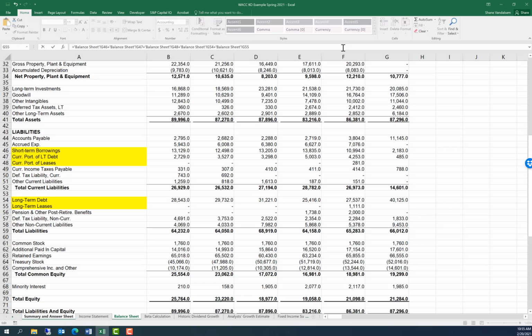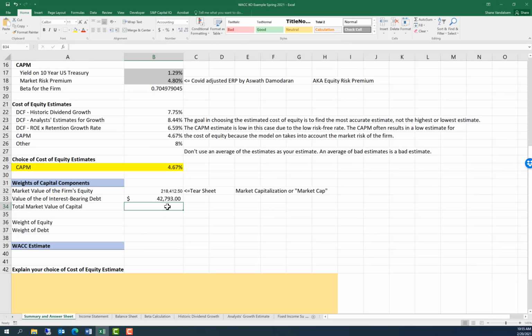I've added up the values there. And so now I'm going to press enter and get a value of 42,793. So it's $42,793,000,000 worth of debt. There we go. Okay. So those are the sources of investor supplied capital for the firm. And I'm going to add up those sources right there to get 261,205.50 for the total market value of capital for the firm. And now we can calculate our weights.